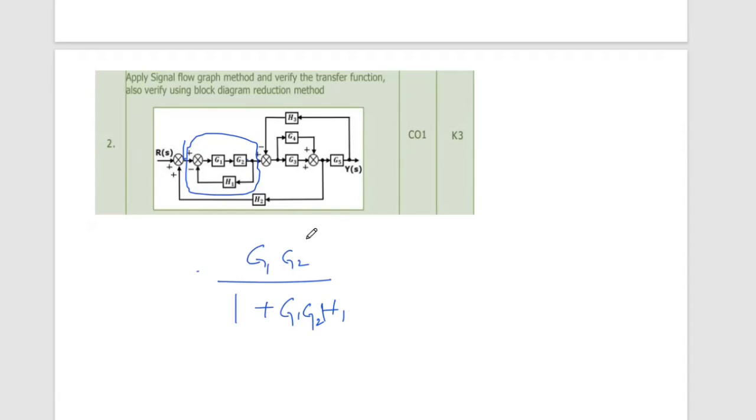Now, here this G3 is here, and G4 is here. Both are positive, there is no negative feedback here. So we can add them: this is G3 plus G4. So this can be written as one block of G3 plus G4.